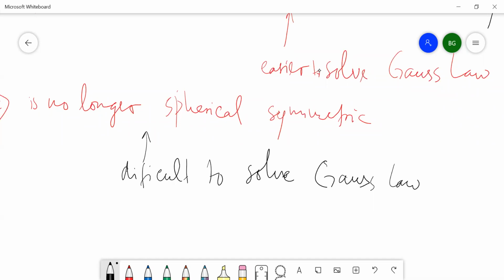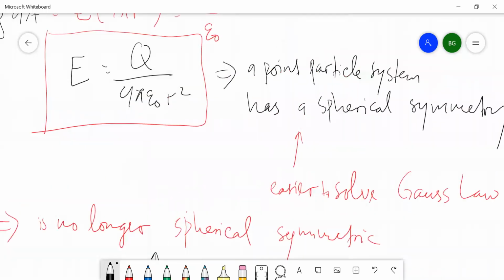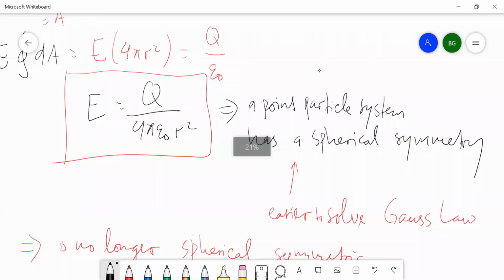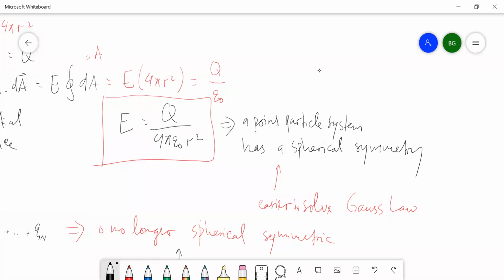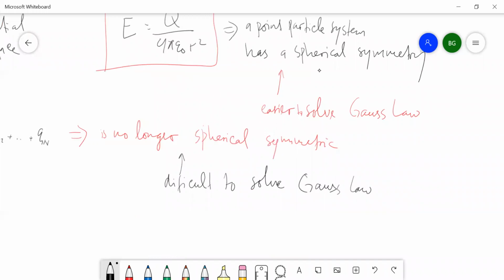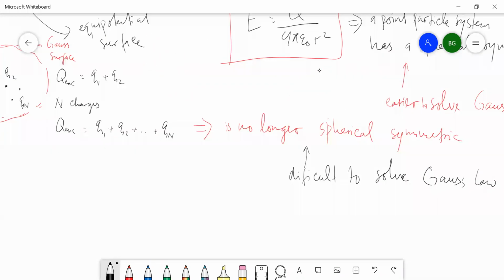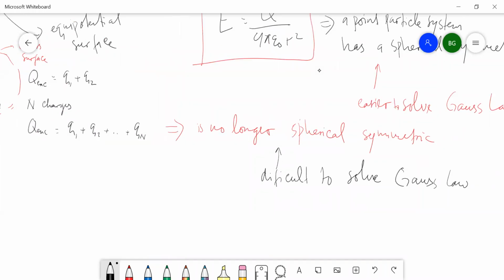So we have situations, for example, like this one, a point particle. A point particle has a spherical symmetry, so it is easier to solve the Gauss law. But in general, for example, in an n-charge system, this system is no longer spherically symmetric, so it is very difficult. Okay.